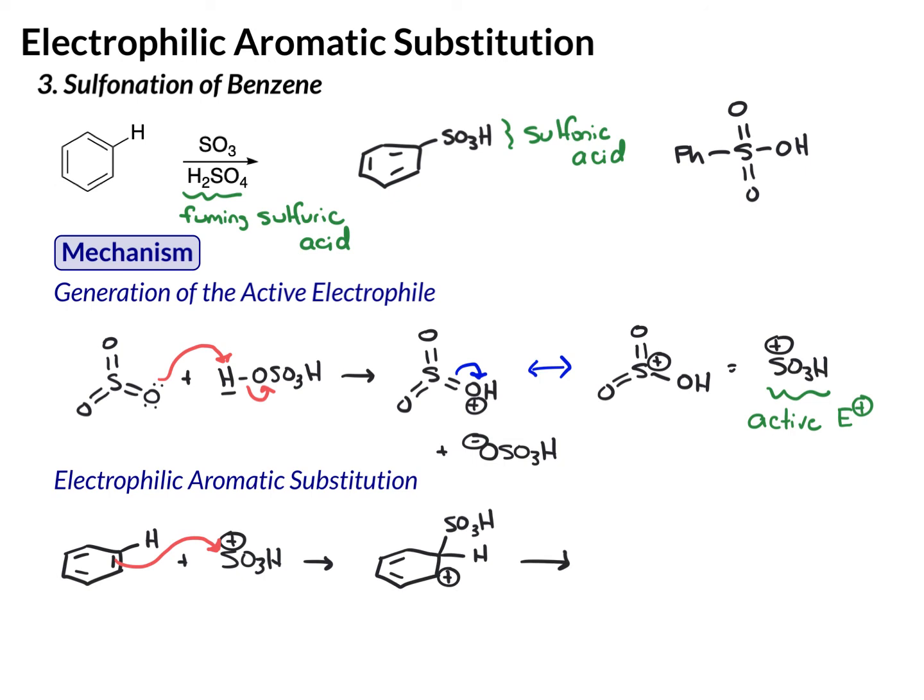Now we just need to reform the aromatic ring. We want to use something as a base. So in this case, our best bet is just going to be this hydrogen sulfate. Take that, grab this proton, push those electrons down to reform the aromatic ring.